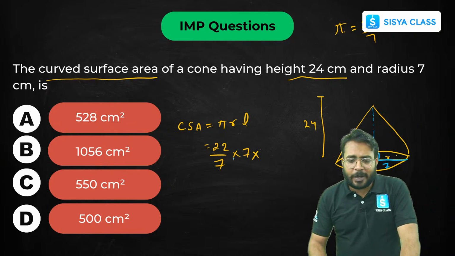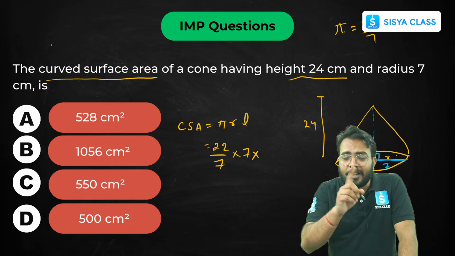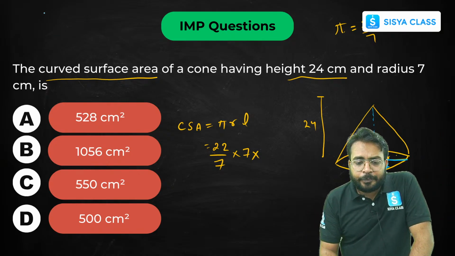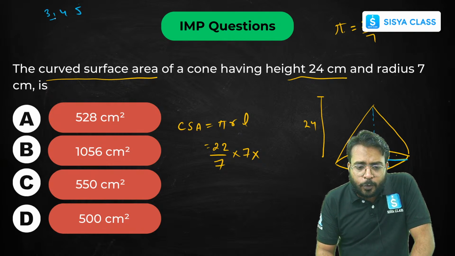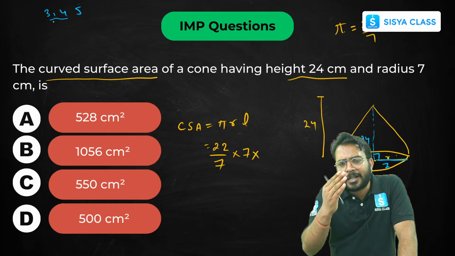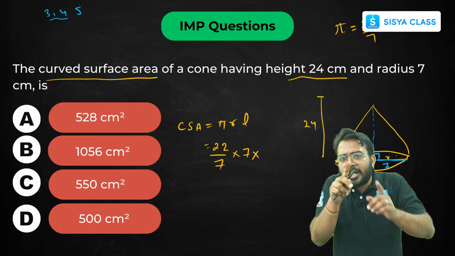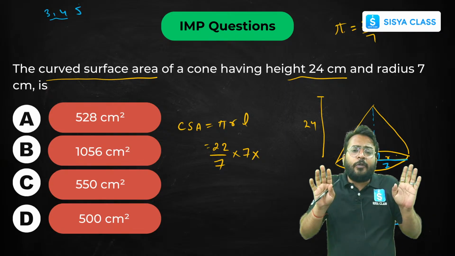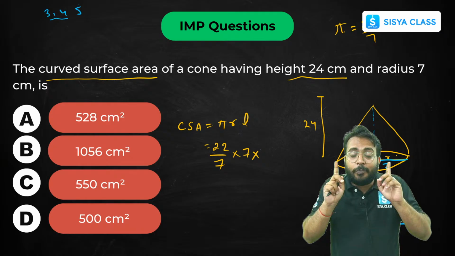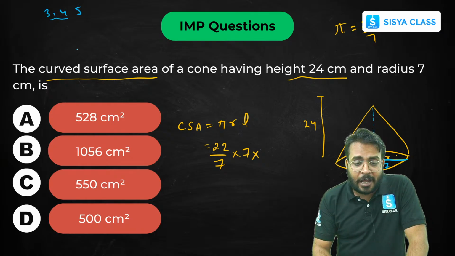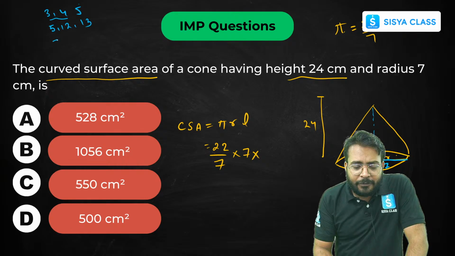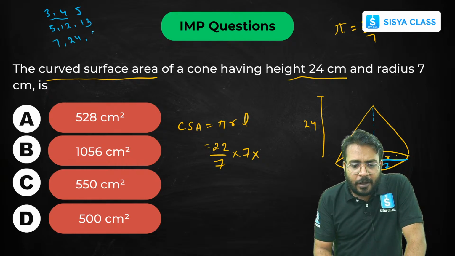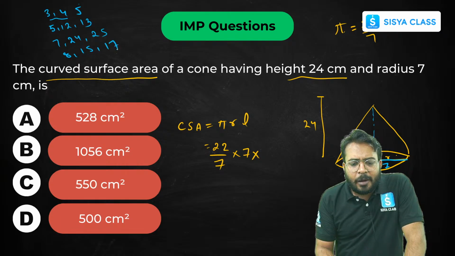So what does the Pythagorean triplet say? In a right angle triangle, if two sides are given 3 and 4, then the third side is going to be 5. If two sides are given 4 and 5, then the missing side is going to be 3. This is what, beta, Pythagorean triplets. We have 3, 4, 5; 5, 12, 13; 7, 24, 25; and 8, 15, 17. These are all Pythagorean triplets.